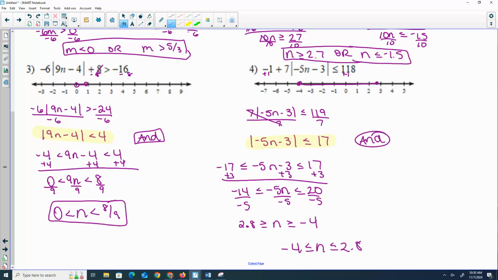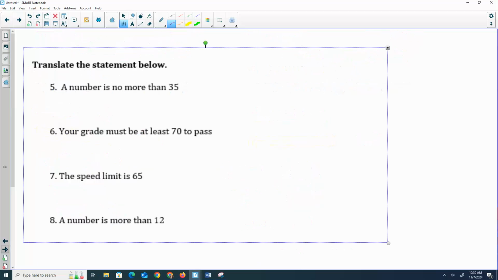Okay, take a few seconds and look at those last 5 problems. I want everybody to try those, please. All right, a number. What do we put for a number? X is no more than, so it can't be more than, what can it be? Yeah, less than or equal to 35.